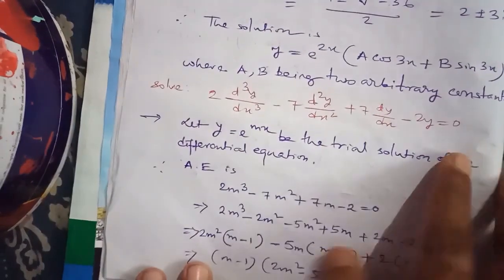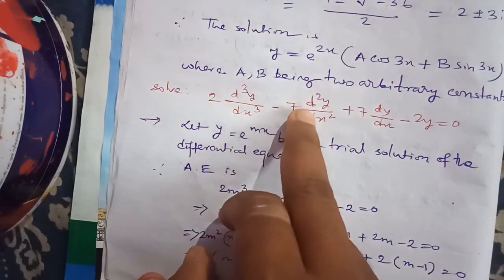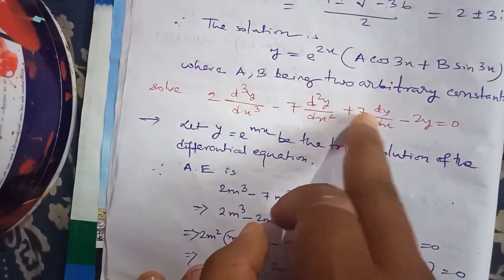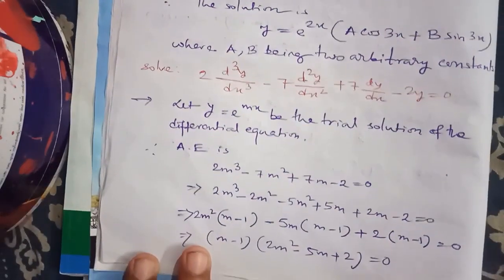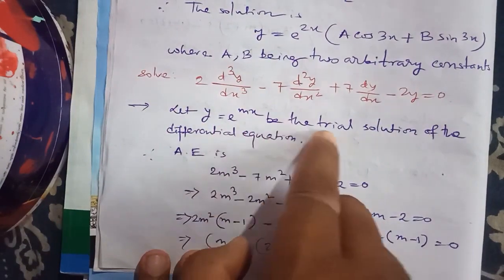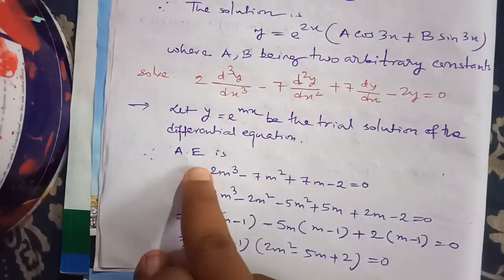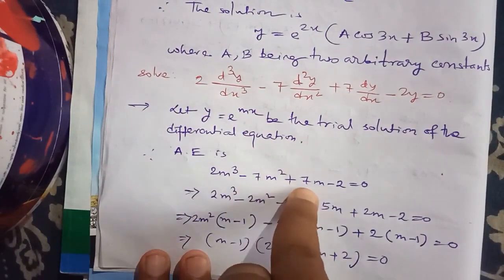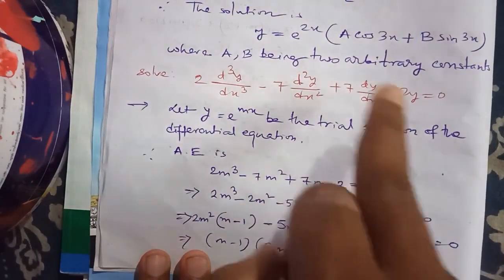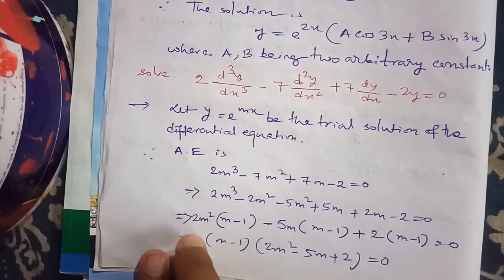Then the problem that is written here: 2 d cubed y by dx cubed minus 7 d squared y by dx squared plus 7 dy by dx minus 2y is equal to 0. Now what will happen in this case? Let y be equal to e to the power mx be a trial solution of the differential equation. Then what will be the auxiliary equation? 2m cubed minus 7m squared plus 7m minus 2 is equal to 0. So we have to solve this auxiliary equation.